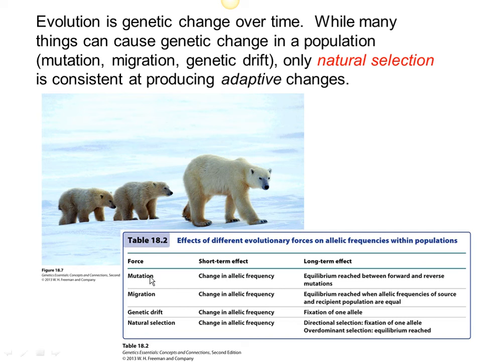Anyway, so here in this figure, mutation, migration, genetic drift, and natural selection all change allelic frequencies, but only natural selection, well, it doesn't say it here, but has the ability to produce adaptive change. It's the only one consistent at producing adaptive change. Mutation, you could get lucky and get something adaptive, but you could equally get something negative with a new mutation. Migration, again, could be positive or negative, but only natural selection will reliably give you adaptive change in the group.